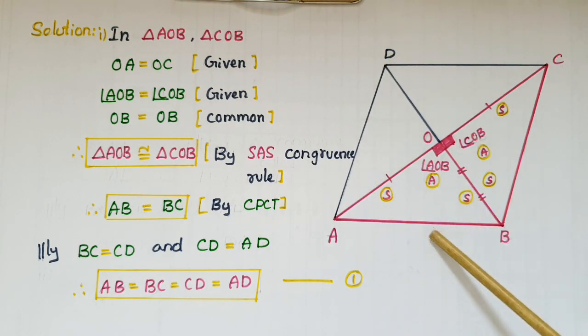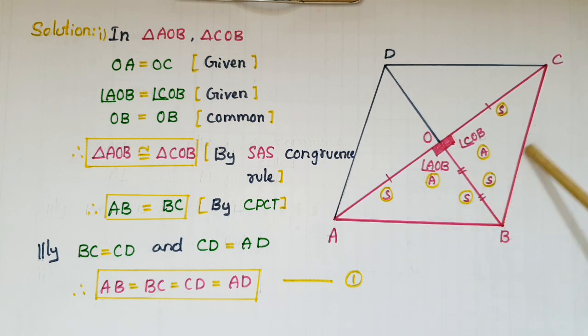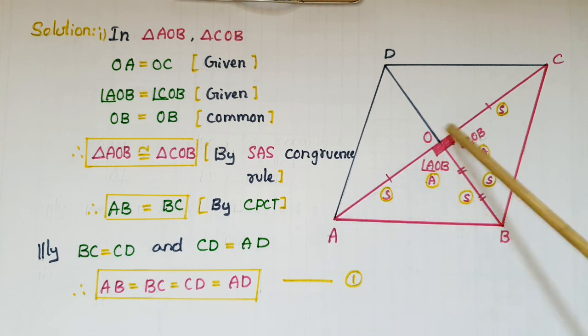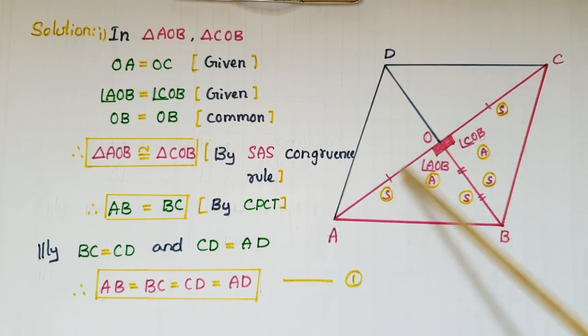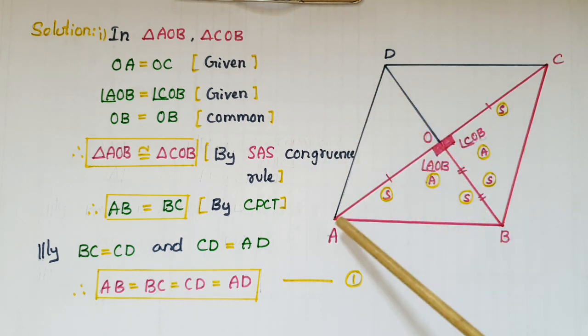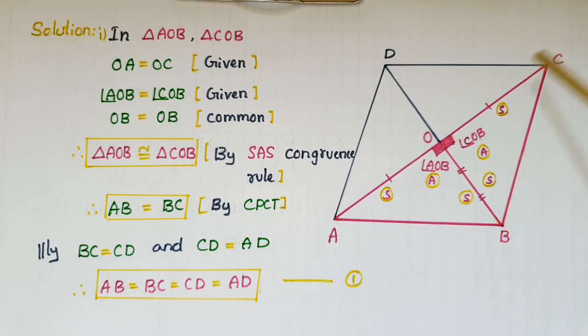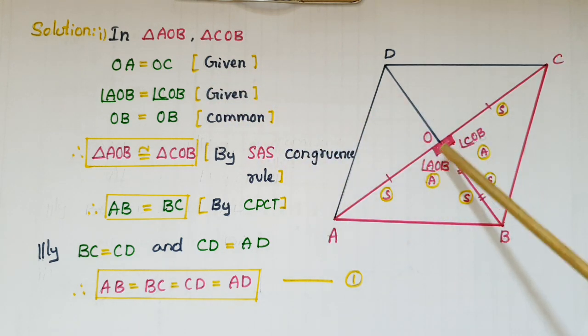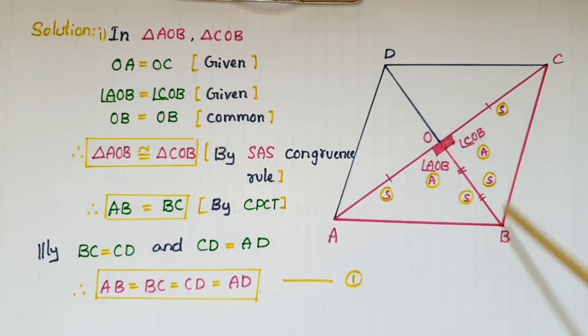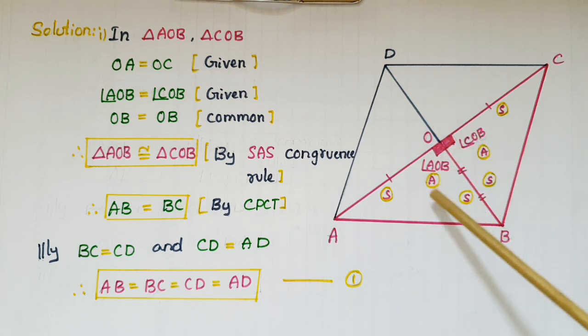So first take these two sides. These two sides are parts of these two triangles. So take triangle AOB and triangle COB. In triangle AOB and triangle COB, OA is equal to OC, as the diagonals bisect each other. These two sides are equal, that is given. And angle AOB is equal to angle COB, that is 90 degrees. That is also given, as the diagonals bisect at right angles. And OB is equal to OB, that is the common side of these two triangles.